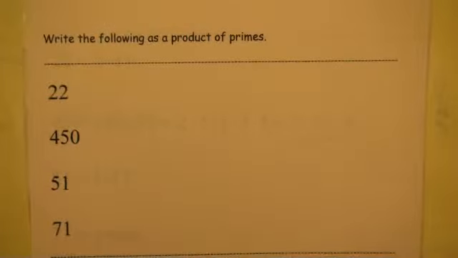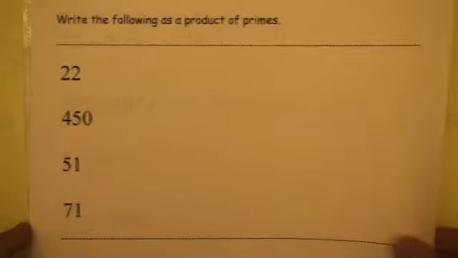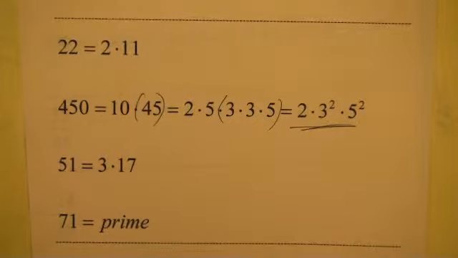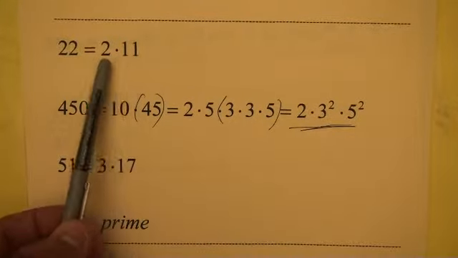Write the following as product of primes: 22, 450, 51, and 71. Here we go. 22 obviously is 2 times 11. Both those numbers are primes, so therefore we have a product of primes.